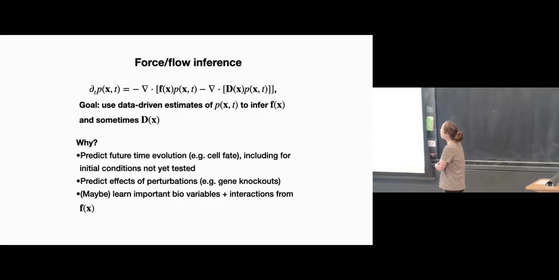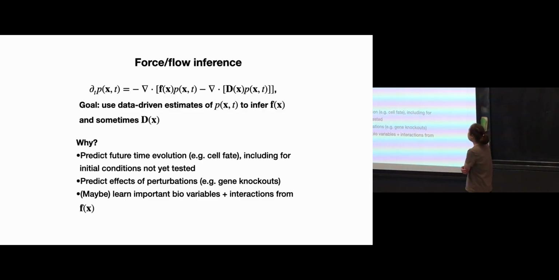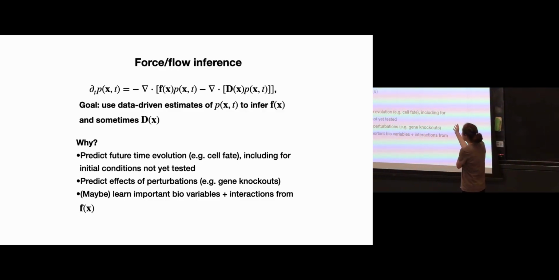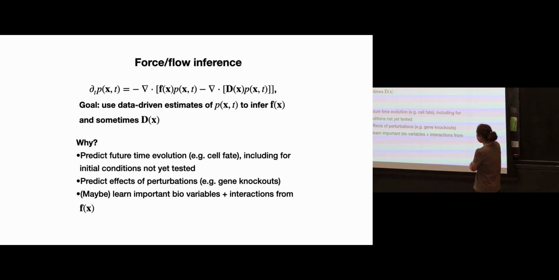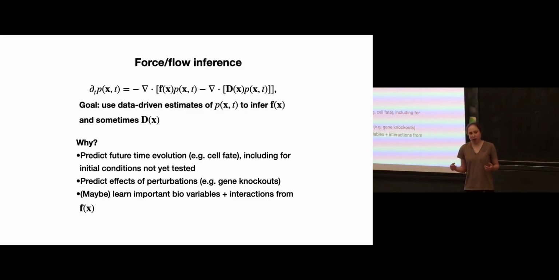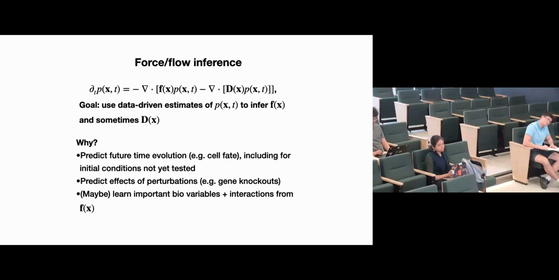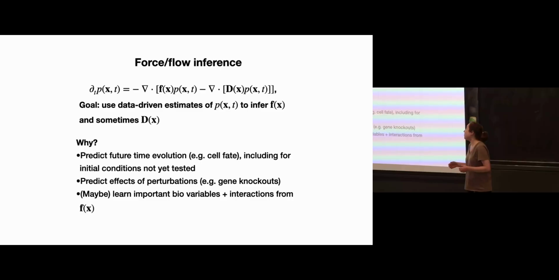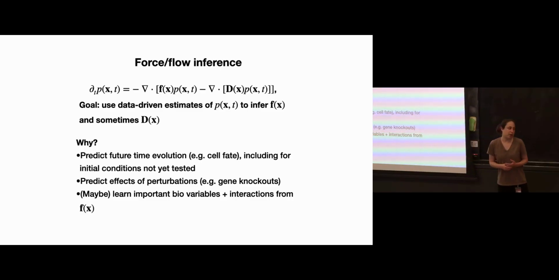As I just said, the idea is that you use data-driven estimates of P to infer F, and in some cases also D. And as mentioned before, the goals here are to predict the future time evolution of a system. Once you have such a model, you can start it at points that you haven't observed experimentally and ask where it's going to go, predict things like the effects of perturbations, and then maybe learn things about the underlying biology from the structure of F.